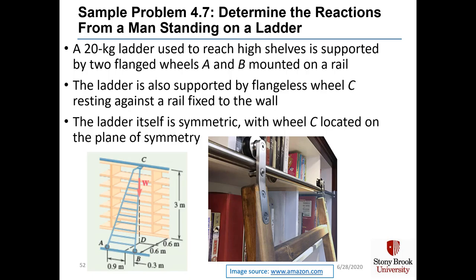A more common and practical design for a movable ladder for a bookstore is in this photo from our friends at Amazon. Normally, you put two flanged wheels on the top on a round rail, and you might put two on the bottom. It's a very stable solution, but it makes for very difficult vector mechanics, hence the simplification in our diagram.